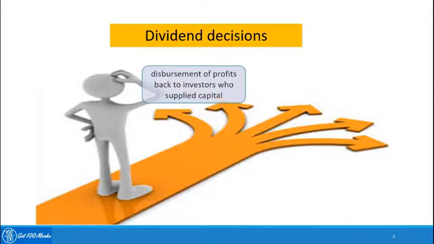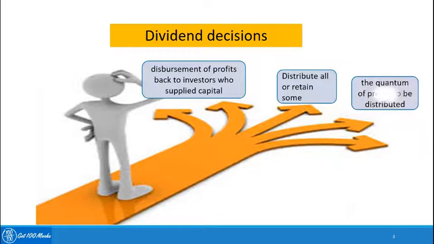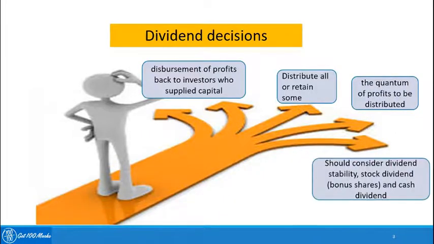Now, why dividend decisions? Dividend decisions primarily are concerned with the disbursement of profit back to the investors, as in how much profit is to be disbursed. Should it be all of the profits or a certain portion of it? There has to be a balance struck between what the company retains with itself and what it pays off. The quantum of profits to be distributed is something the company should consider.